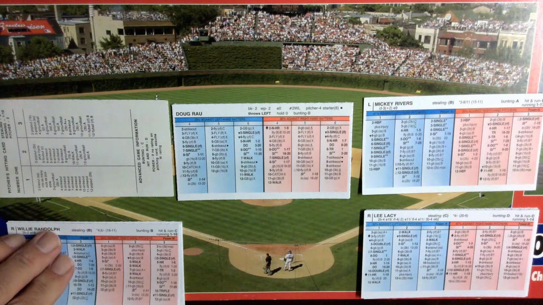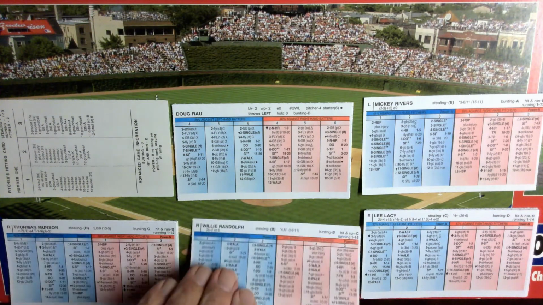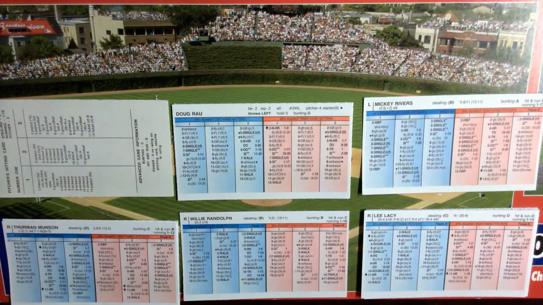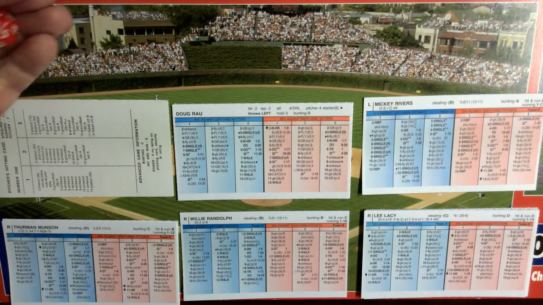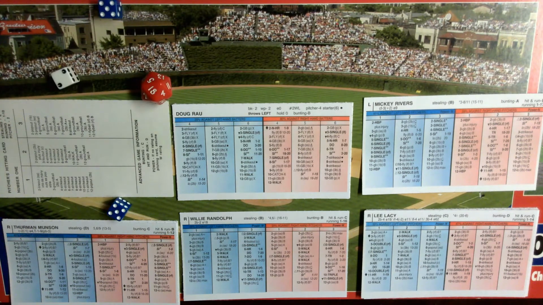Willie Randolph up next. Rivers will not attempt to steal. However, he will be held on first, and that will be the second baseman and first baseman that hold Rivers on. And the pitch is a 2 and a 10 against the left-handed pitcher, a ground ball, second base C.